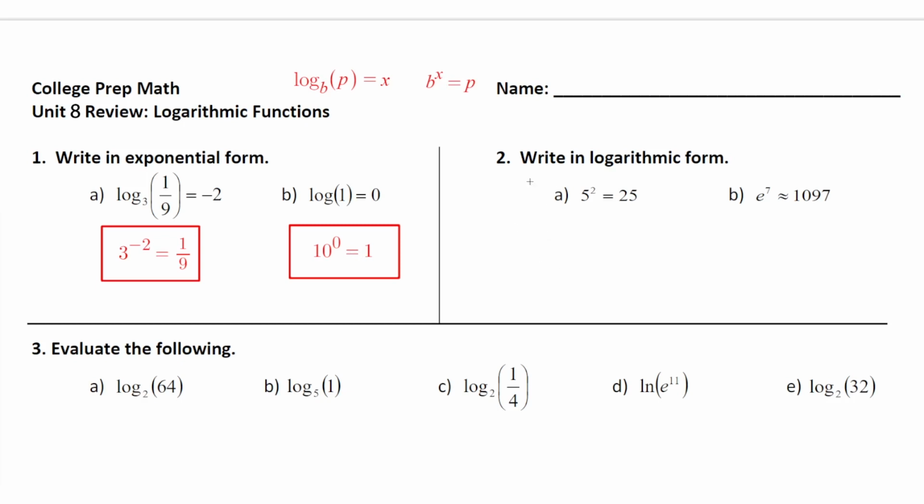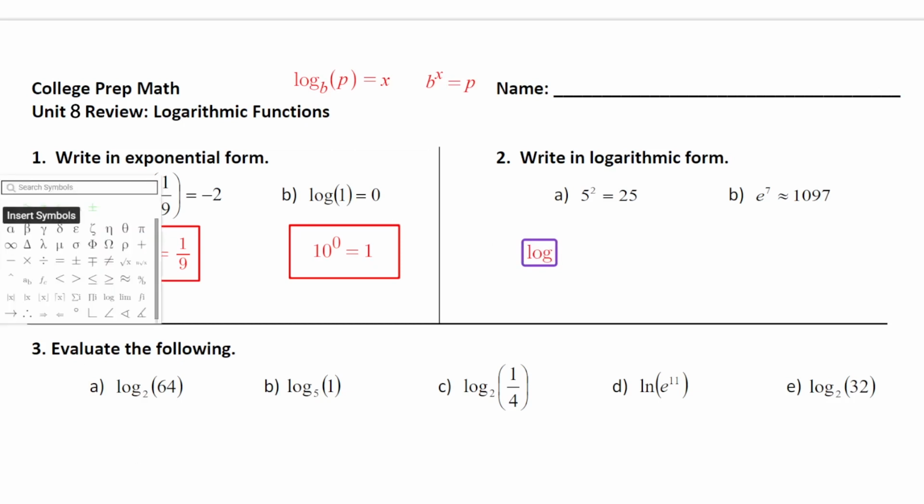On number 2, we're going the other way. We're going from these exponential equations to logarithmic equations. So 5 squared equals 25 can be rewritten as log base 5. The base is the base in both cases. The power here is 25, and the exponent is 2. So log base 5 of 25 is 2. Remember that a logarithm is just an exponent. So this logarithm equals the exponent.